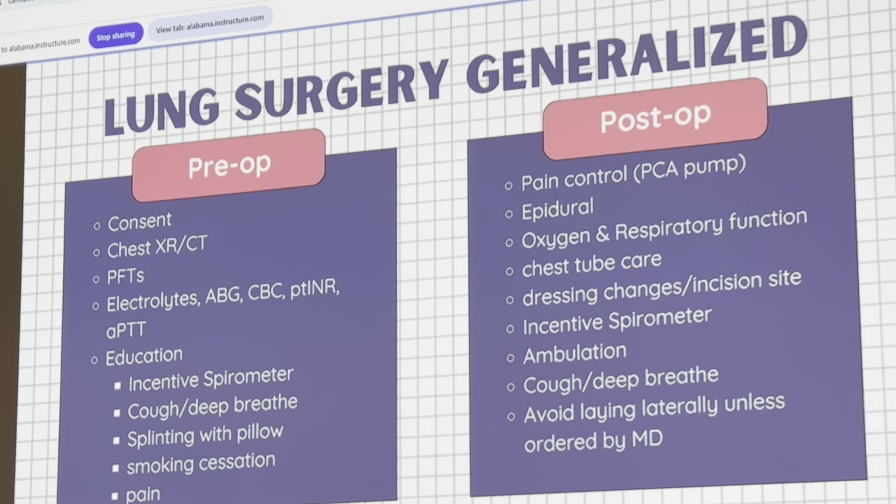I want to get a bunch of labs, so I'm going to get my electrolyte panels, going to get my ABG to make sure I'm not in any kind of respiratory distress already that could cause more issues when I go through this procedure. And then I'm also going to get all my clotting factors and my blood levels as well to make sure.